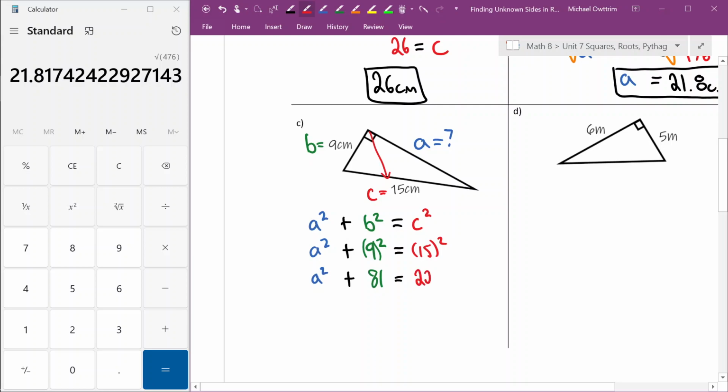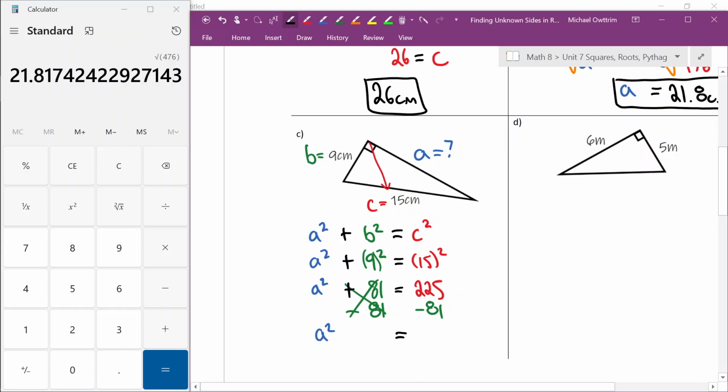And on the other side, our 15 squared is a perfect square that we know. That is 225. Similar to the last question, our A has an exponent and is being added, so we need to undo both of those things. We're going to begin by undoing the addition by subtracting 81 from both sides. When we do that, our plus 81 and our minus 81 will cancel out on the left side, leaving us with our a squared.